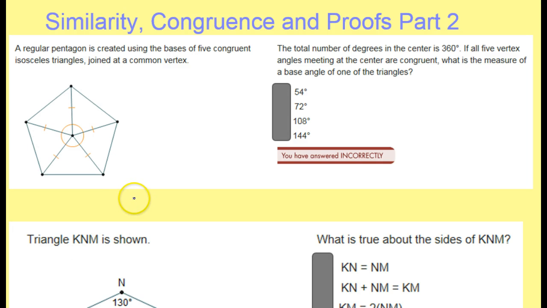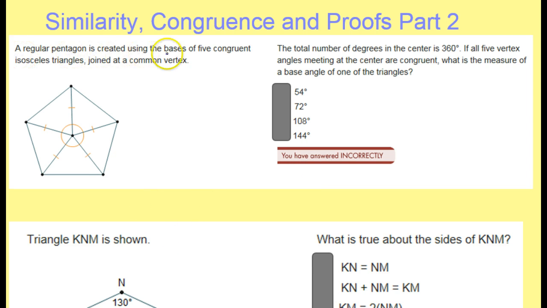This tutorial video is about similarity, congruence, and proofs part 2. That's the name of the unit that we're in. This video will help you perform better on the unit test. Let's do some random questions.